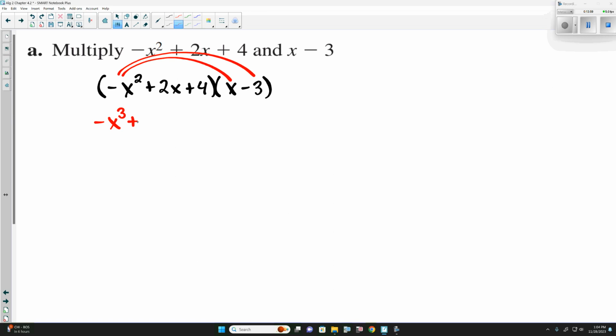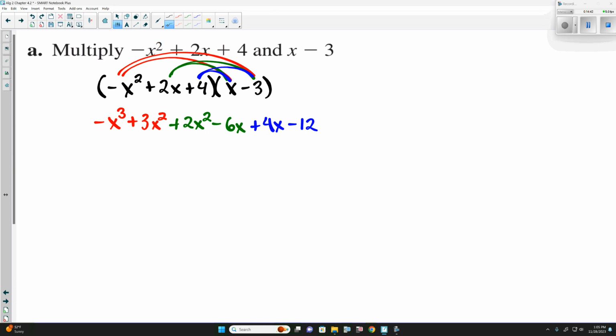Negative x squared times negative 3. Negative and a negative make a positive. And 3 times x squared is, well, 3x squared. So we've multiplied through with the negative x squared. Now we'll move on to the 2x. 2x times x would be plus 2x squared. And 2x times negative 3 is negative 6x. And lastly, we do the same thing with 4. 4 times x is going to be plus 4x. And 4 times negative 3 is negative 12.